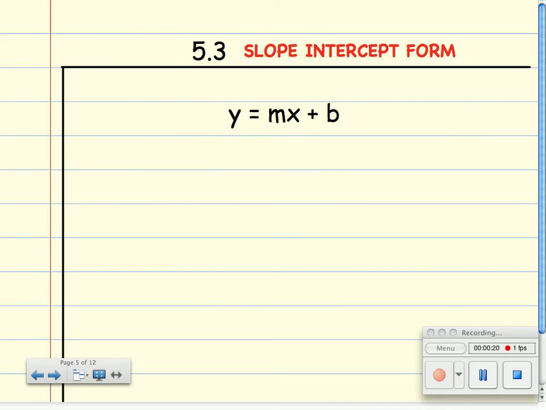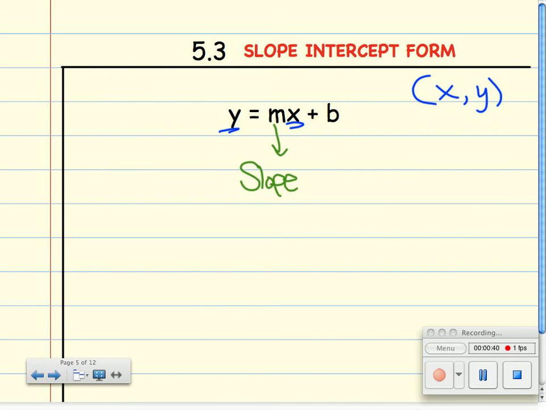But the m and the b always mean something that we've been working with. The m is what we represent as the slope of a line. We've been finding slopes through tables, through 2 points, and from a graph. Whatever that slope is, it goes in front of x, okay?